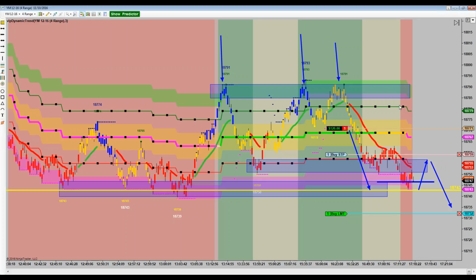Line 6 is actually up here. This is line 6, up here. See it? This thin little line. 7, 8. So 8's the very top. 1's the very bottom.